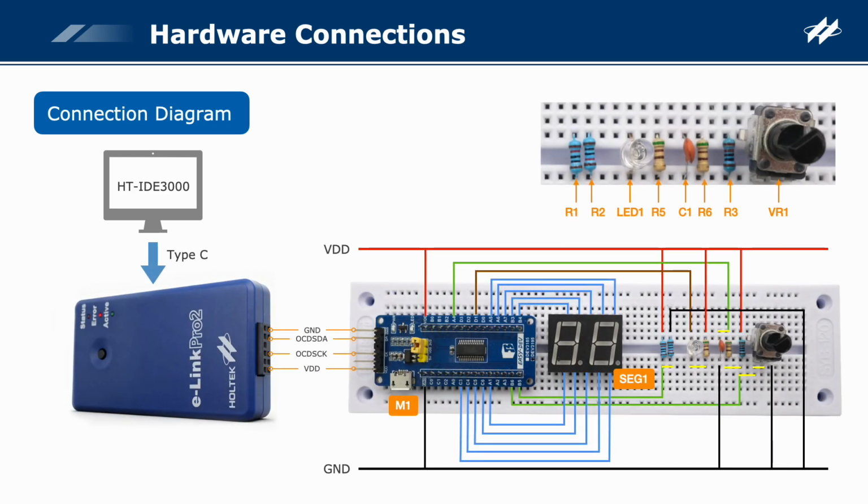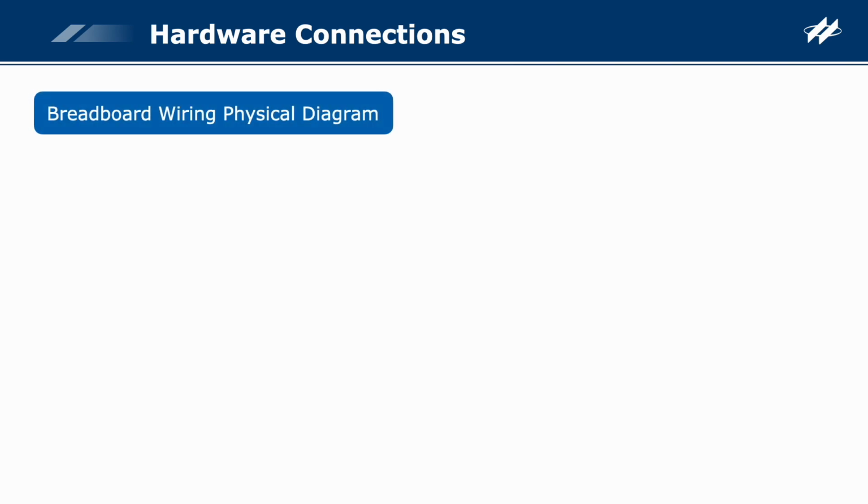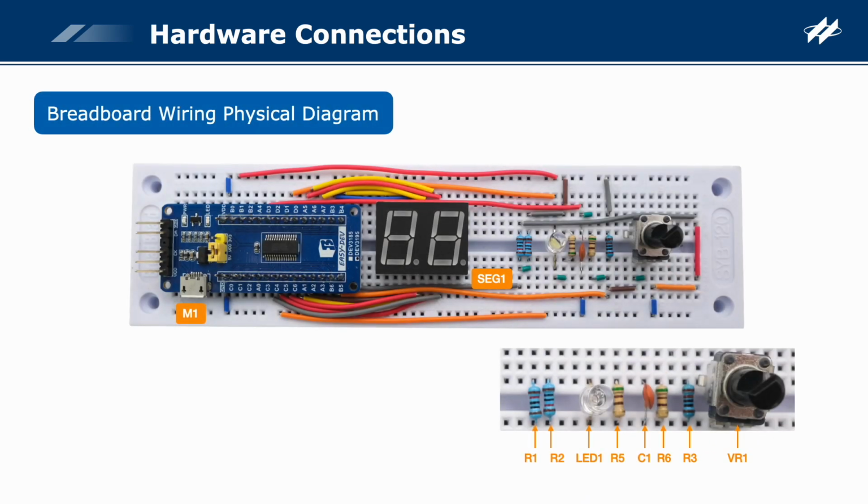For this experiment, we'll be using a breadboard. Below is the connection diagram for the setup. The power is supplied by the E-Link Pro 2 at approximately 5 volts. You can find the programming pins on the upper side of the development board. For in-circuit emulation or programming, you can use either the E-Link Pro 2 or the eWriter Pro 2 tool. Finally, here is a physical wiring photo of the breadboard for your reference.